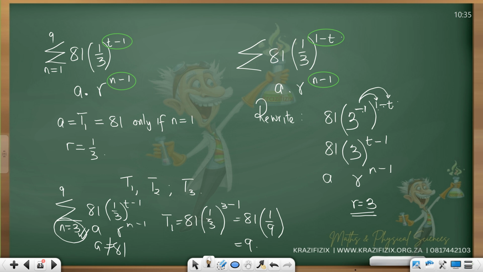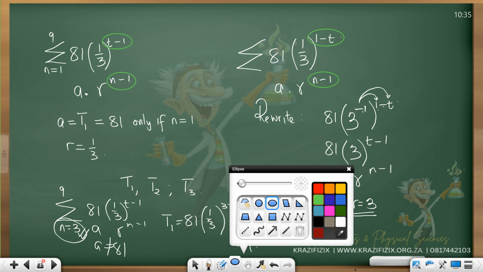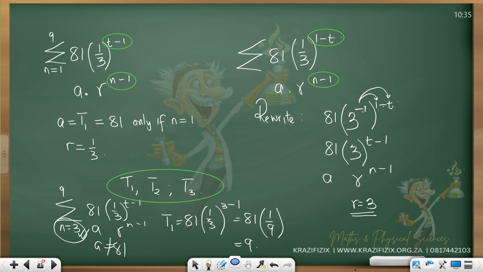This issue of wanting to do shortcuts will make your marks very small. You get a lot of things wrong. Hence, please always find out T1, T2, and T3. This issue of saying you want to compare A R to the power n minus 1 will land you in trouble. So my advice: get T1, get T2, get T3. Go the longer way, but sure. The shorter way can be harmful. Guys, are we okay so far?